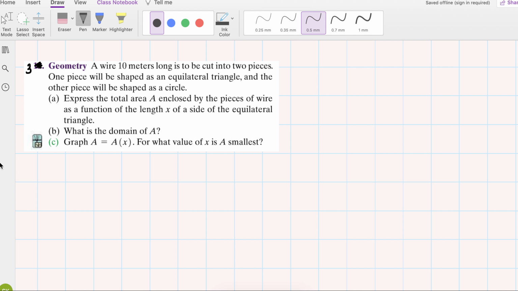After we do that, I want to figure out the domain of the area, and I want to graph the area function and find the value of x for which the area is the smallest. Let's start by drawing a picture. So we have this wire that's 10 meters long. Just get an idea of what it looks like.